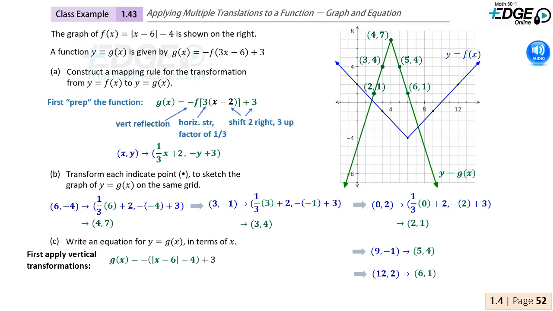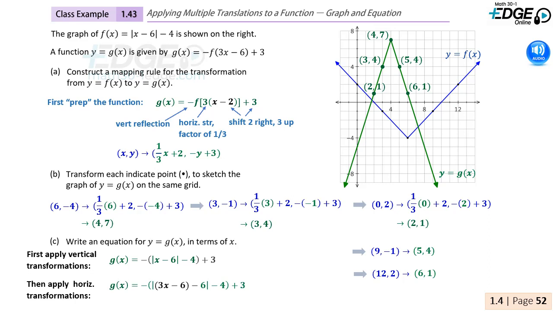Let's first apply all vertical transformations. It's important here that we apply the reflection prior to the translation of 3 units up. You'll notice, therefore, that we've bracketed the absolute value x minus 6 minus 4, multiplying it by a -1 before adding our 3.